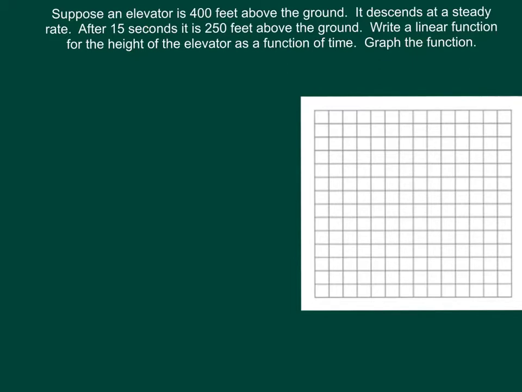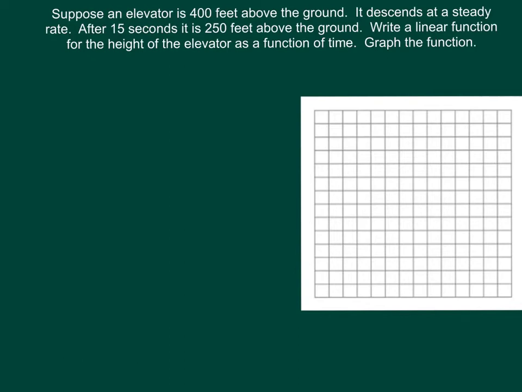All right, next example. Suppose an elevator is 400 feet above the ground. It descends at a steady rate. After 15 seconds, it is 250 feet above the ground. Write a linear function for the height of the elevator as a function of time and graph the function.